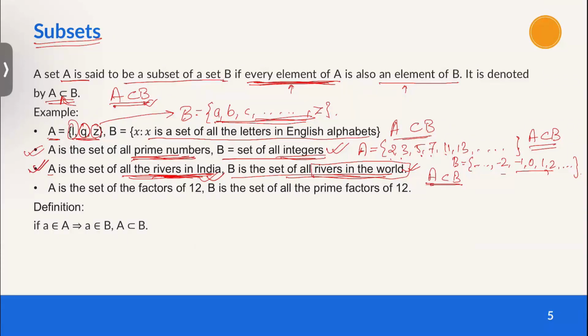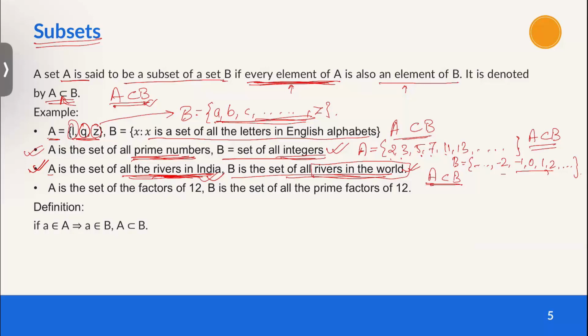This is a very good example. I'll repeat it again. A is the set of all the rivers in India and B is the set of all the rivers in the world. If we take a river like Ganga, which is in India, it will also be in the set B, right? Because Ganga is also a river in the world. So we have A as a subset of B.